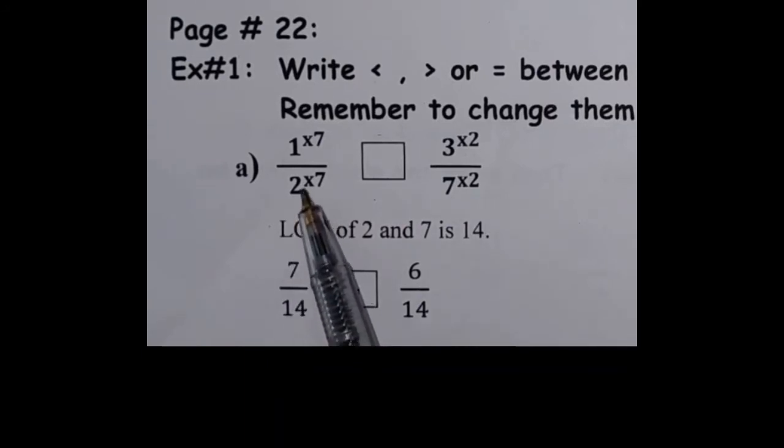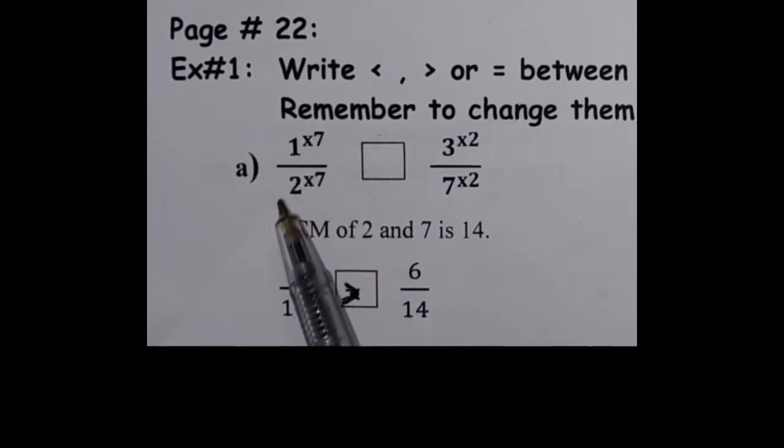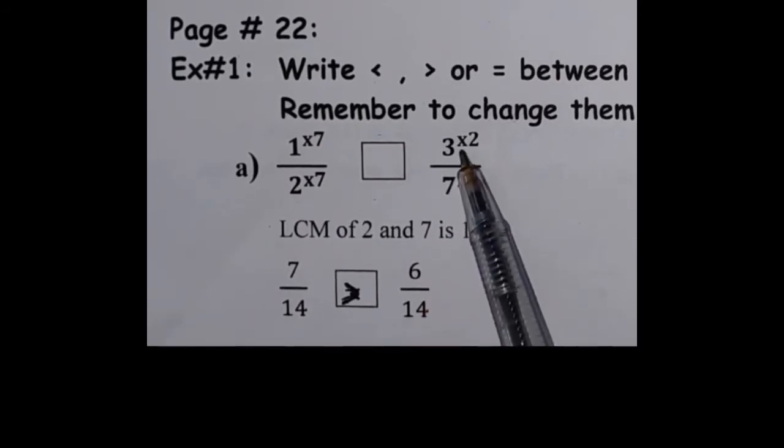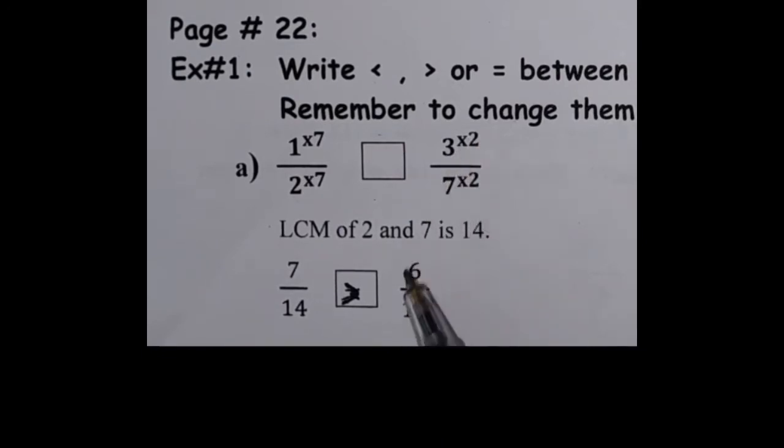Now we will multiply the numerator by the same number. If we multiply 2 by 7, then we will multiply 1 by 7. 2 7s are 14 and 1 7 is 7. Now 7 2s are 14, that's why we will multiply the numerator by 2. 7 2s are 14 and 3 2s are 6.